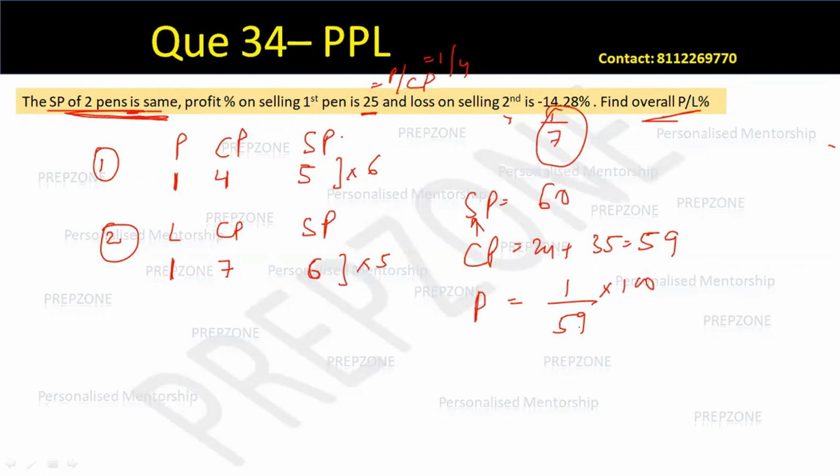So now, how do I calculate this? 1/59 into 100. I can approximate this as 1/60 into 100. 1/6 is nothing but 16.67. Divided by 10, this will be around 1.67%. And then you can check the options. It will be, I think, 1.68 or 1.69, slightly higher than 1.67%. This will be your answer.